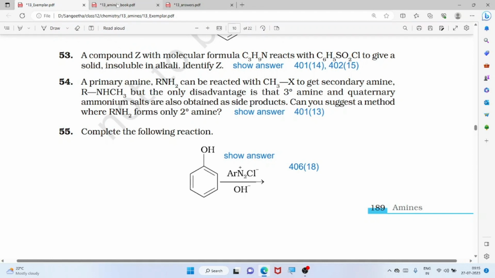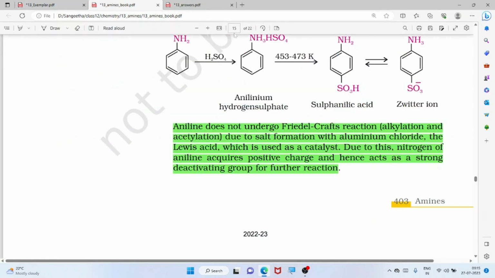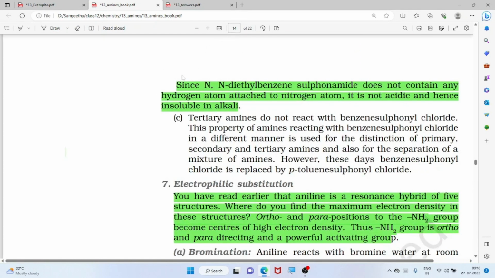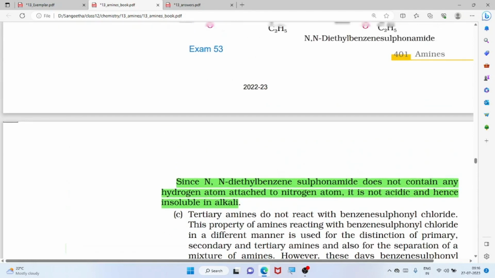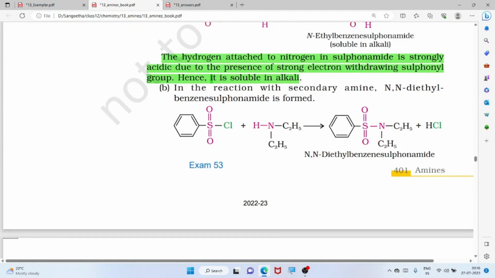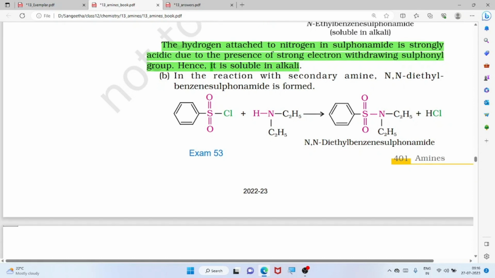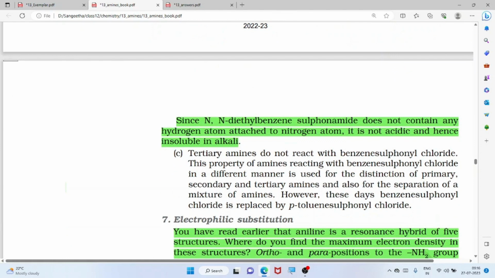This is a secondary amine. This is insoluble in the alkali. Here, on reaction with the secondary amine, this benzaldehyde derivative is formed, so that is insoluble in the alkali. Okay, that should be a secondary amine.